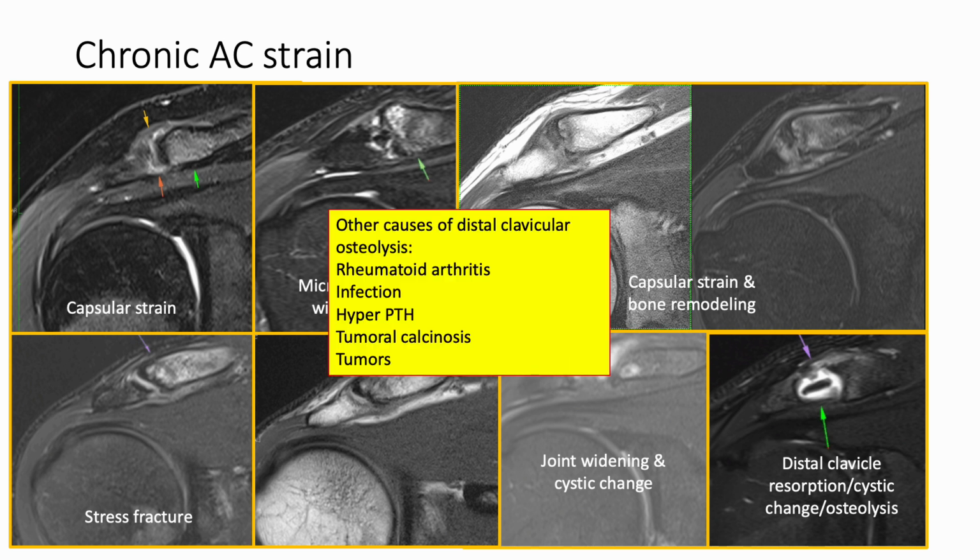Now, when you see distal clavicular osteolysis or bone loss, you should think about a few other things. Rheumatoid arthritis, you can have AC joint inflammatory synovitis. You can have infections. You can have hyperparathyroidism that can be an issue with these patients who have distal clavicular osteolysis, tumoral calcinosis, and certain tumors, obviously, of the distal clavicle.